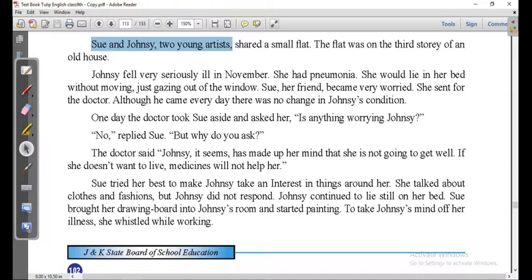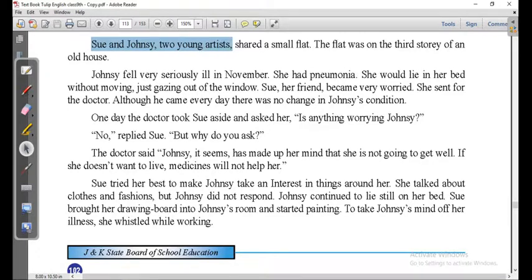A small flat. Flat means an accommodation for a family or for certain individuals in a big building. There are many flats in a building. One small flat was of Sue and Chauncey, who were artists. And the flat was on the third story: ground floor, first floor, second floor, third floor.